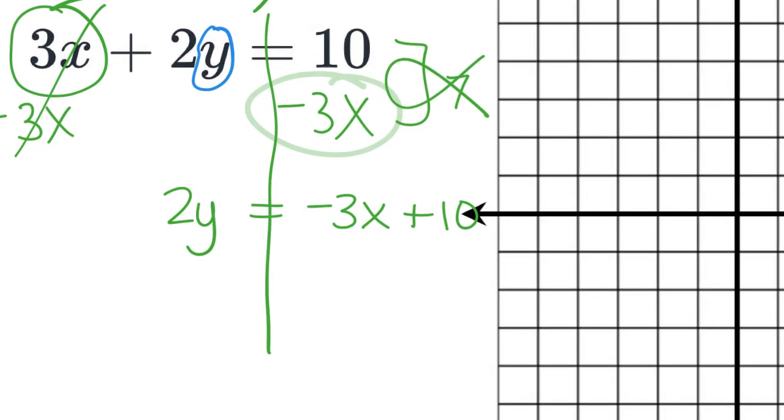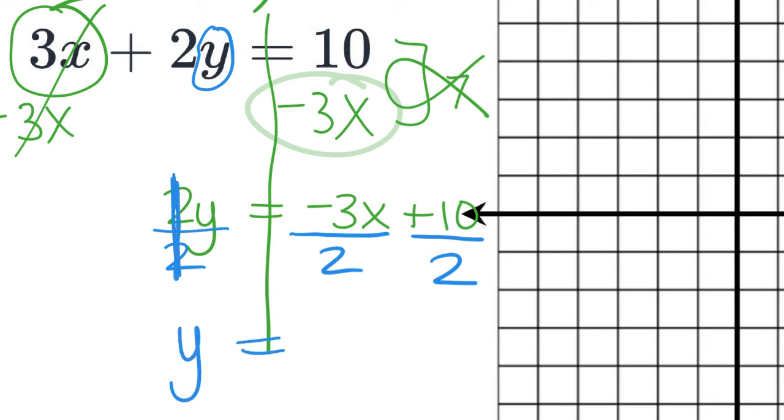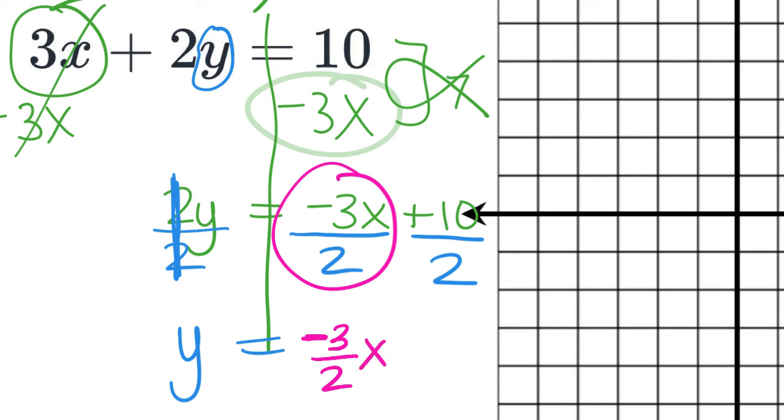And now I can divide both sides by 2. And keep in mind, you have to divide everything by 2. So I'm going to be dividing all of this stuff by 2. On this side, the 2's just cancel, and I have y equals. And on the other side, whenever you have a fraction like this, if you can't actually divide those, you're just going to leave it as a fraction. So we're going to leave that as -3 over 2x. And then your y-intercept here, 10 divided by 2 is 5. So I'm going to put plus 5.